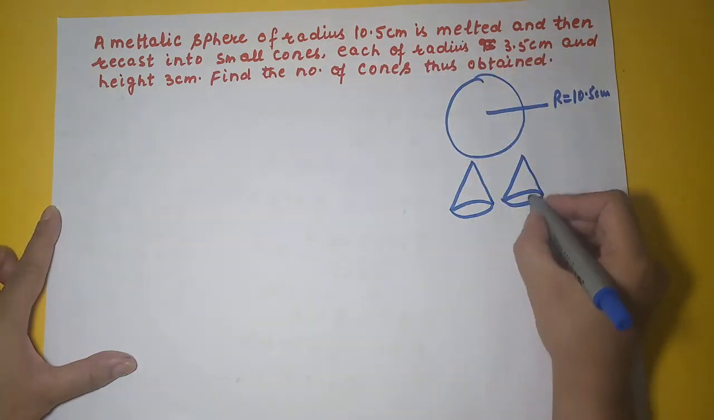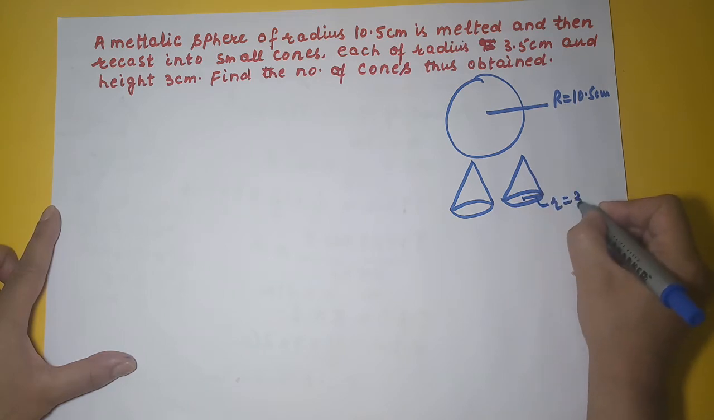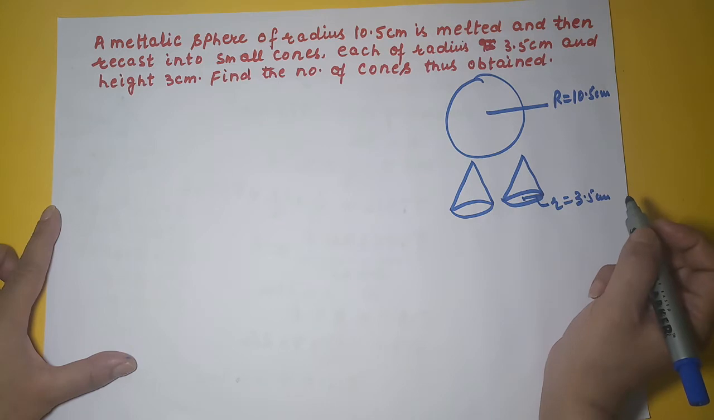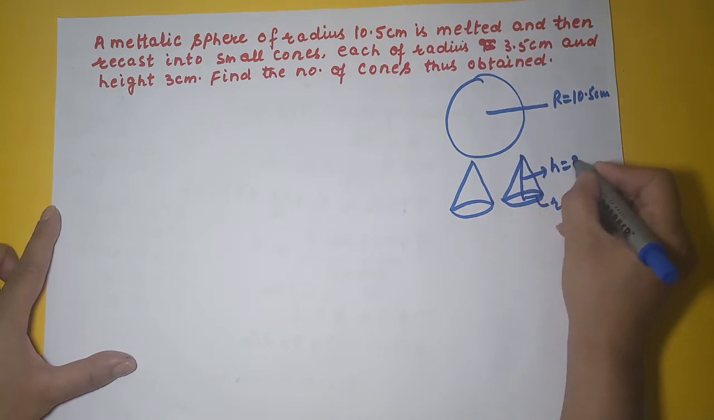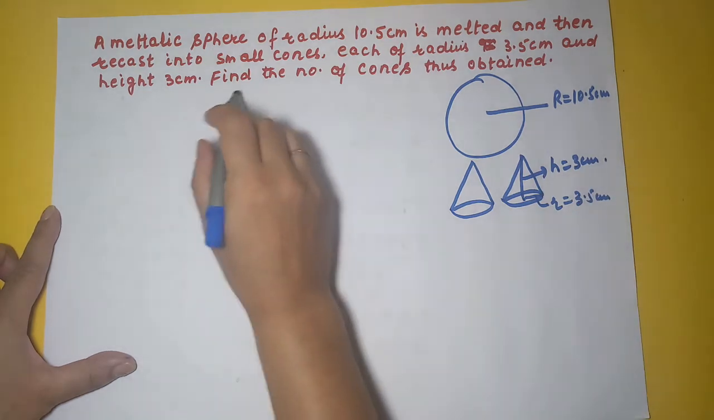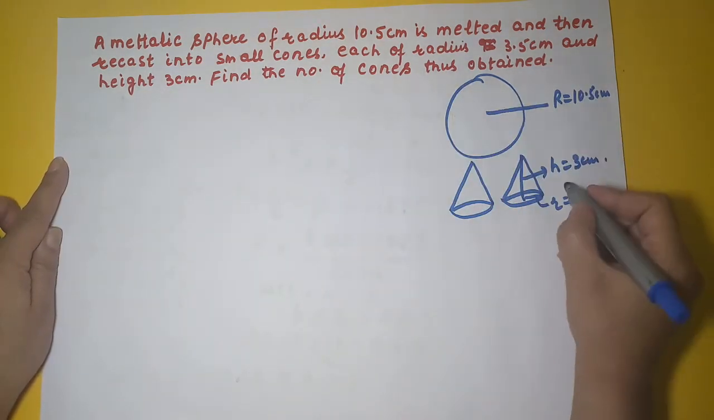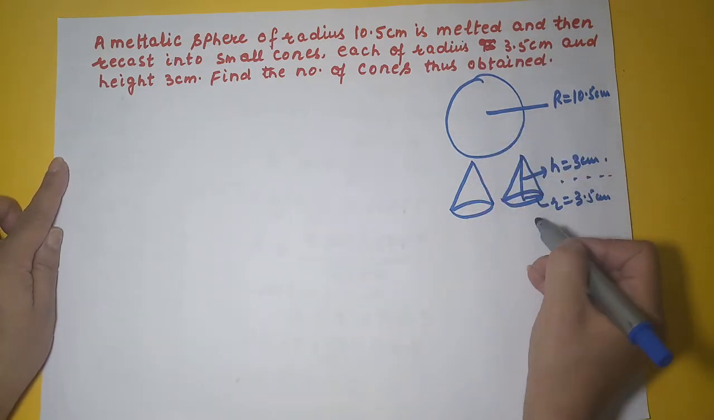Each cone has a radius of 3.5 centimeters, and each cone is of the same size, with a height of 3 centimeters. So he wants us to find the number of cones thus obtained. We don't know how many cones can be obtained by melting this sphere.